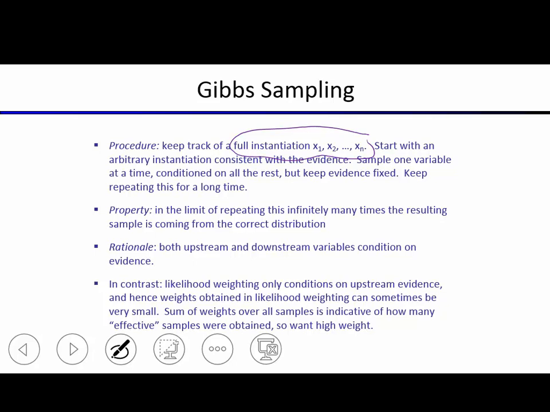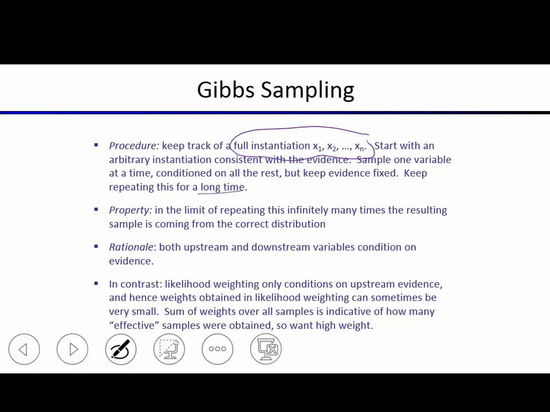And then you iterate. You sample one variable at a time, conditioned on the values of all the other variables. So you assume that all but one variable is fixed, and you resample one of them, conditioned on what the other variables are right now. You only resample unobserved variables. You never resample an evidence variable because that one needs to stay fixed. You keep repeating this for a long time.